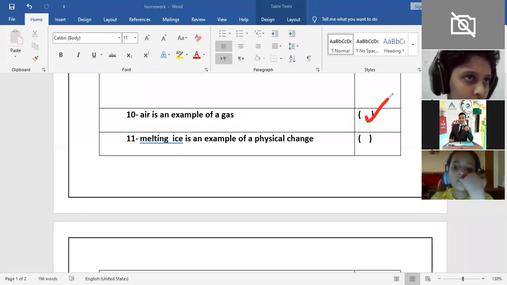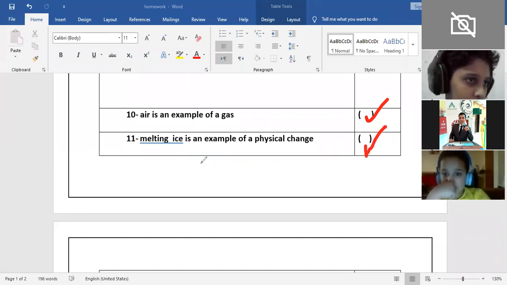Okay. Number 11, Muhammad Abdul Aziz. Muhammad Nasser. Number 11. Melting ice is an example of physical change. True. Yes, you are excellent. Melting, boiling, freezing are all examples of physical change. Why? Because the matter does not change to a new matter. It's still the same matter. So melting ice is an example of a physical change.